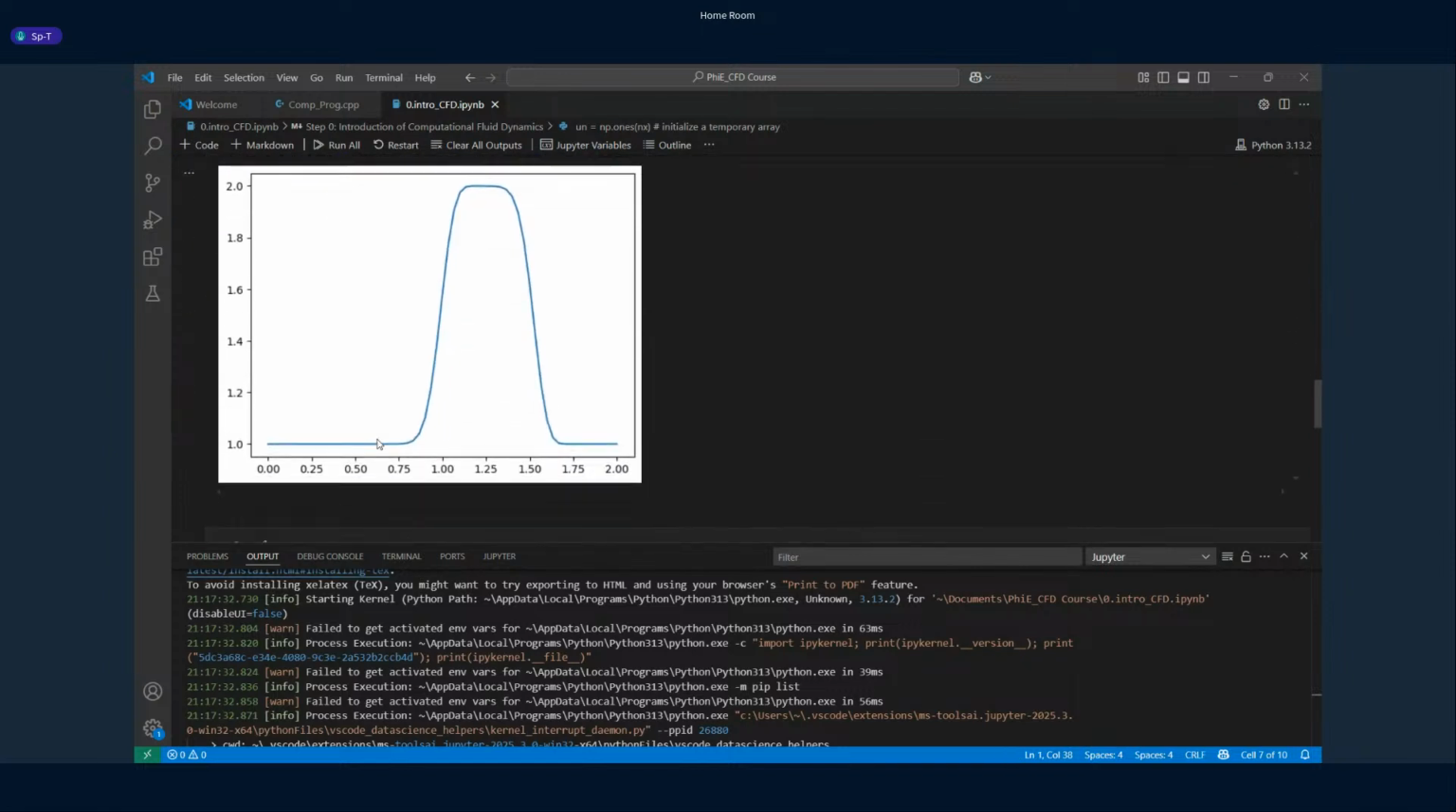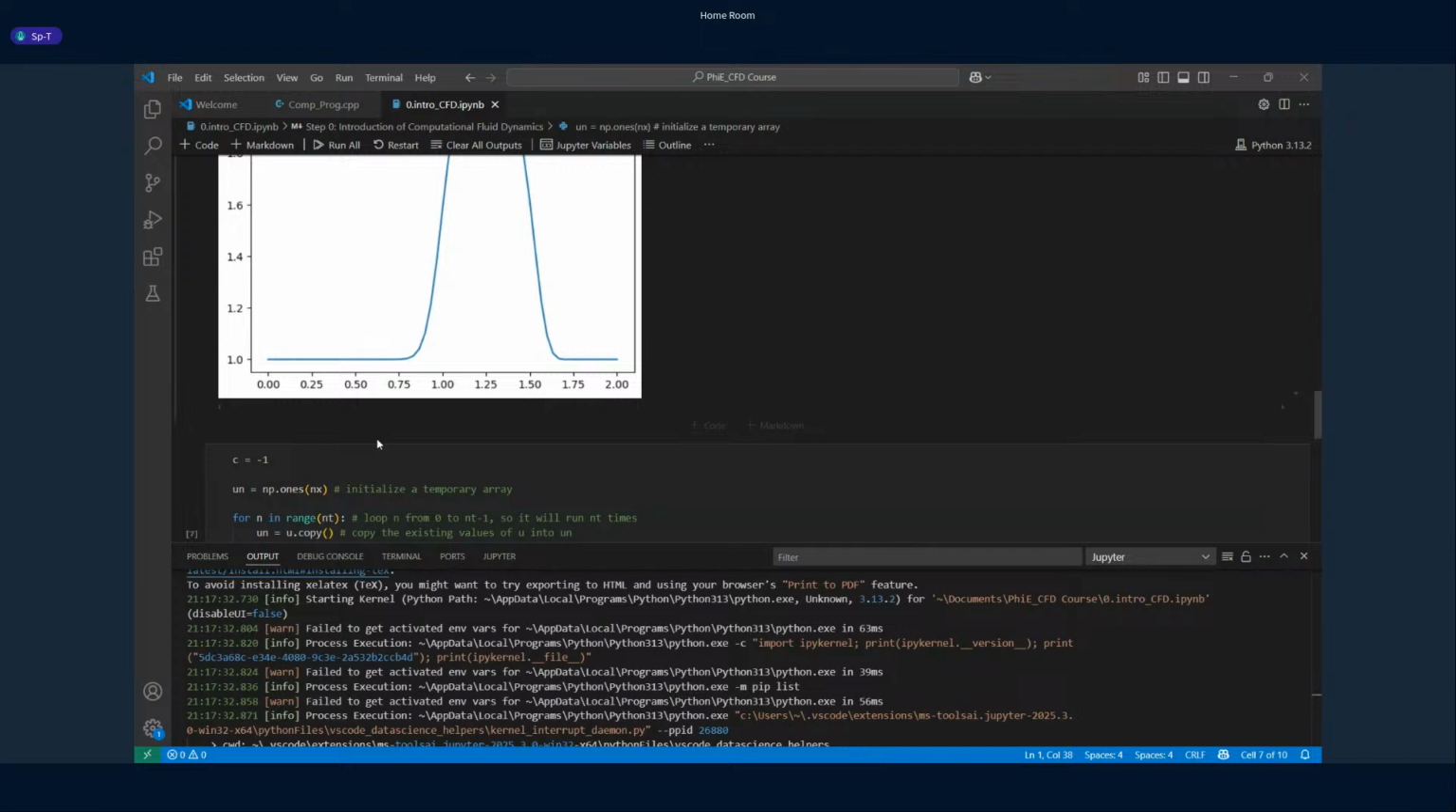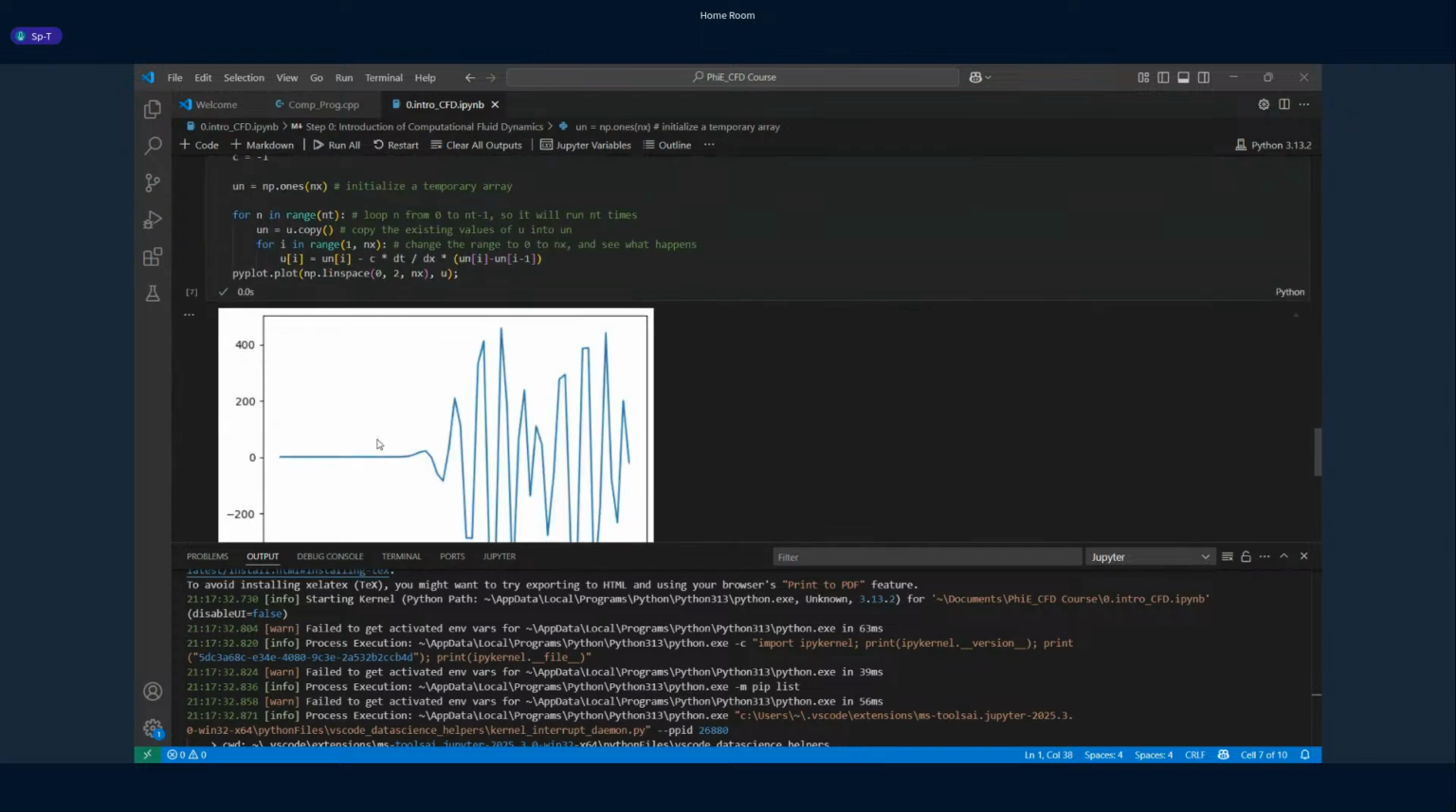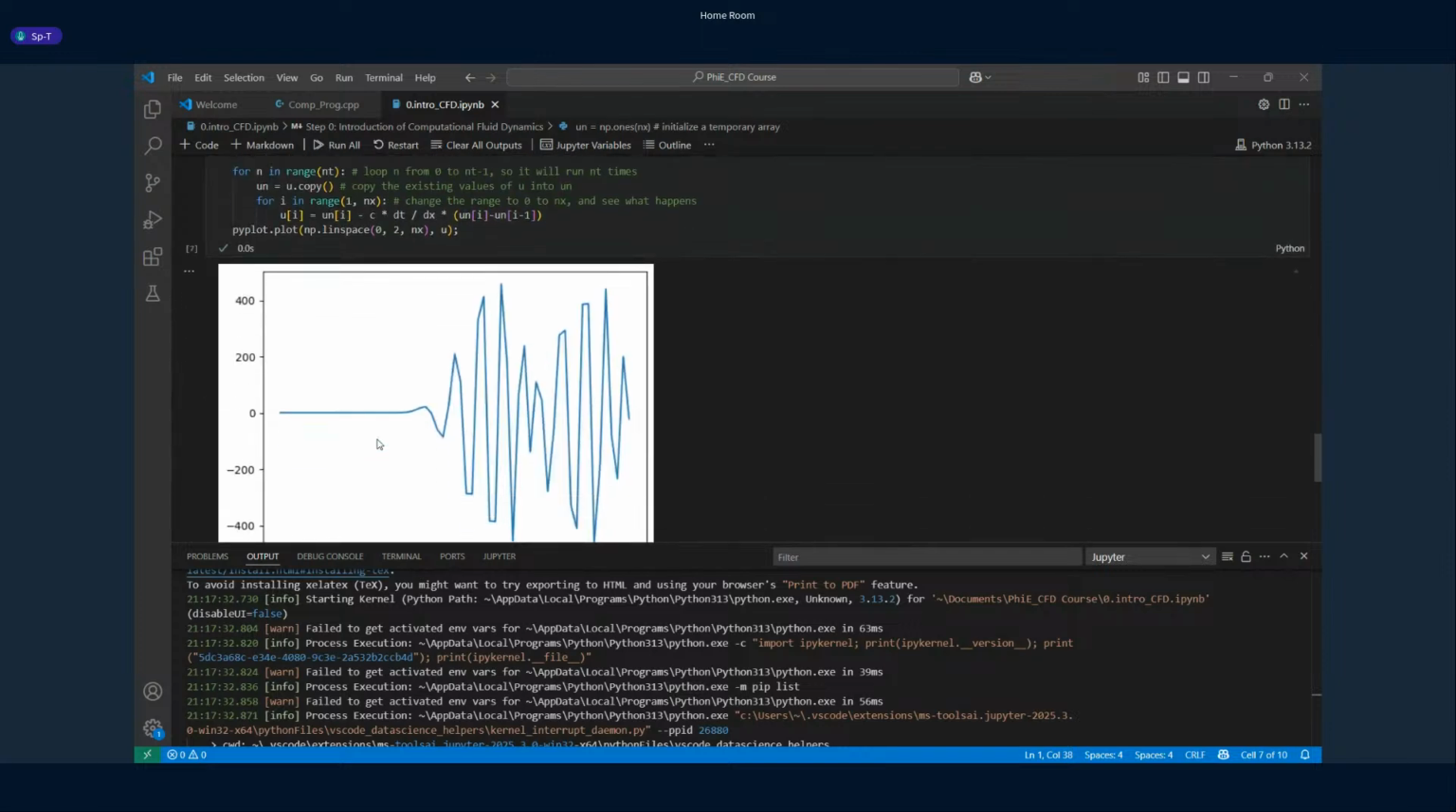You can try playing around with the value of c, and as you change c or dt or anything, the solution gets stabilized or destabilized, which is what we'll study in the stability analysis. I hope that is understood by everyone. Is it clear, guys?